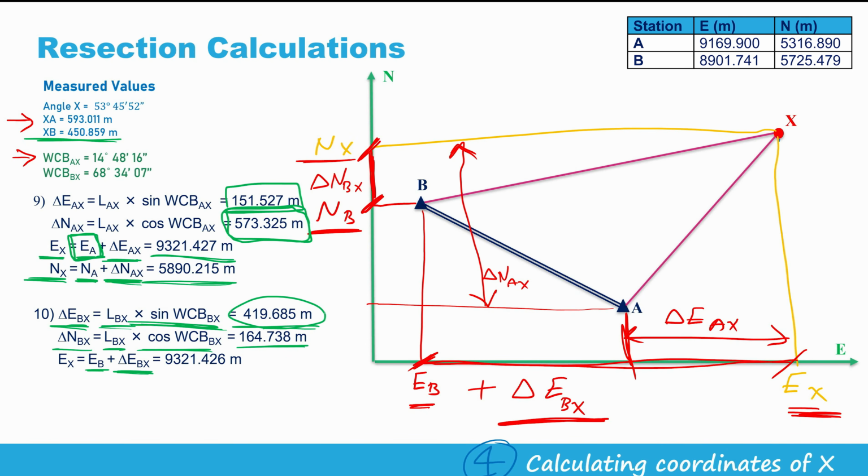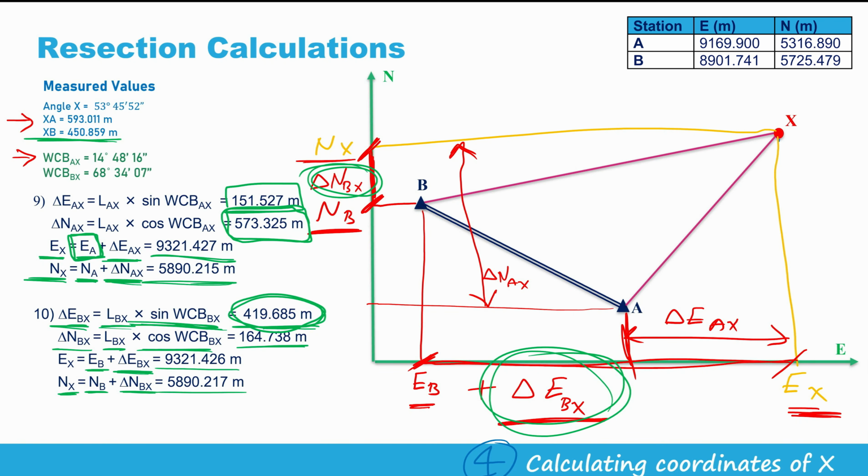And now easting of X from B is easting of B plus delta E of BX. This is delta E between B and X. Okay, delta E of BX, this one. Now northing of X from B is northing of B plus delta N between B and X. This is delta N between B and X. Just calculate these numbers very easily.